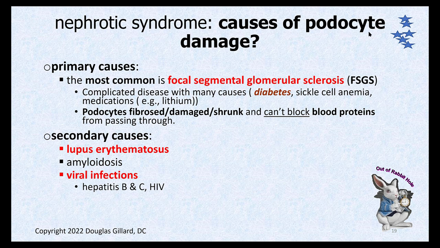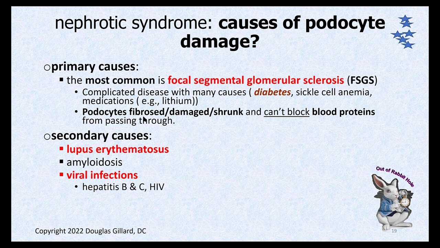What causes the podocyte damage? There's two general classes: primary causes and secondary causes. Primary causes are a kind of hardening of the podocytes in a pathological situation called focal segmental glomerular sclerosis, FSGS, better known as. There are many diseases that can cause FSGS, like diabetes, sickle cell anemia, and certain medications like lithium. We won't go any deeper than that.